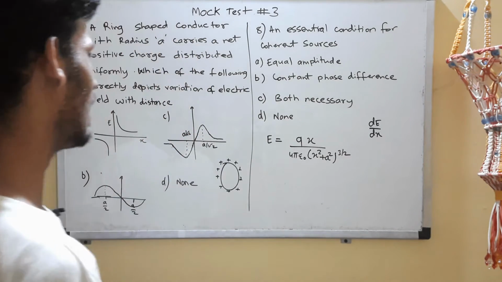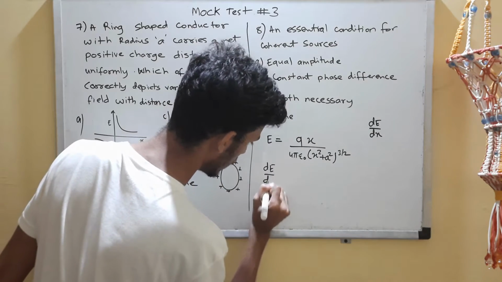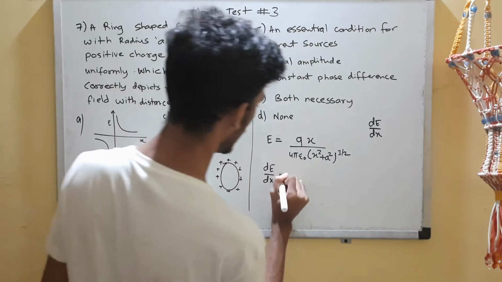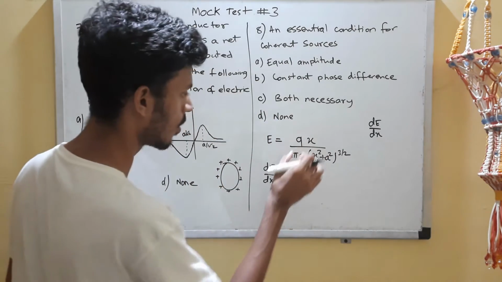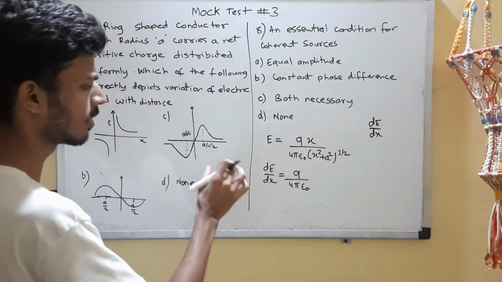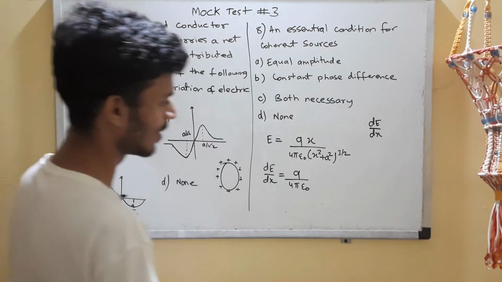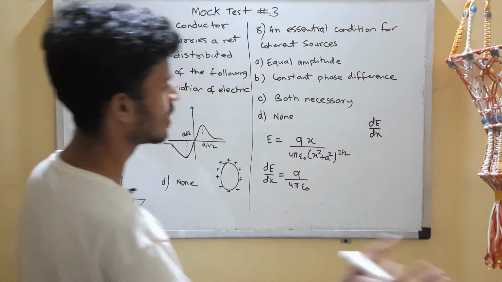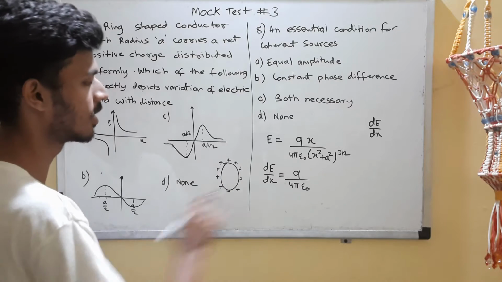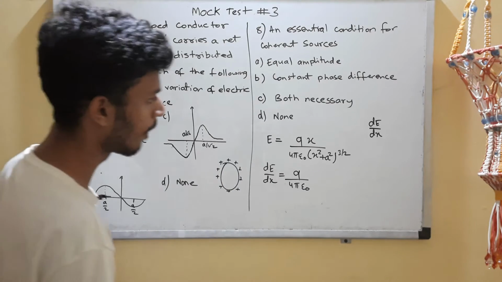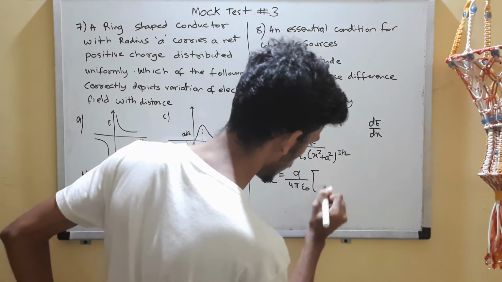Now let us take d by dx. So dE by dx, because this is what we are supposed to study, the variation of electric field, right? So q upon 4 pi epsilon naught is constant, the charge is constant, and 1 upon 4 pi epsilon naught is also constant. Here x is the term that is varying, the axial distance. So here you are supposed to apply the u by v rule. Let's apply that.